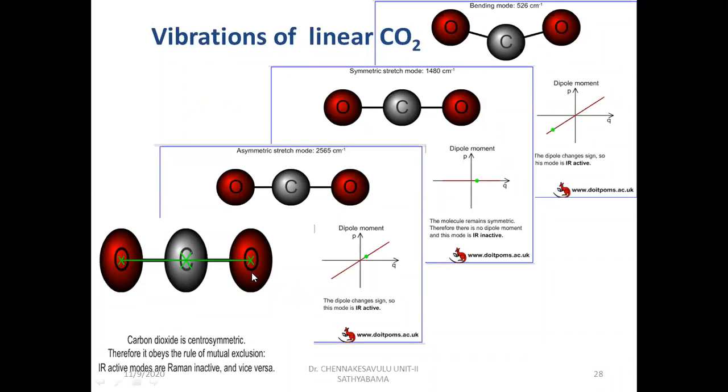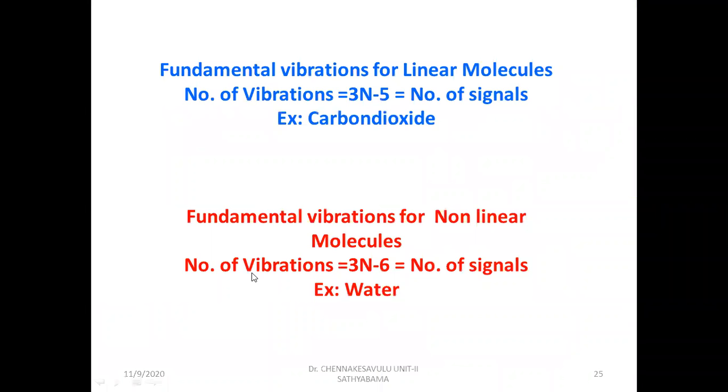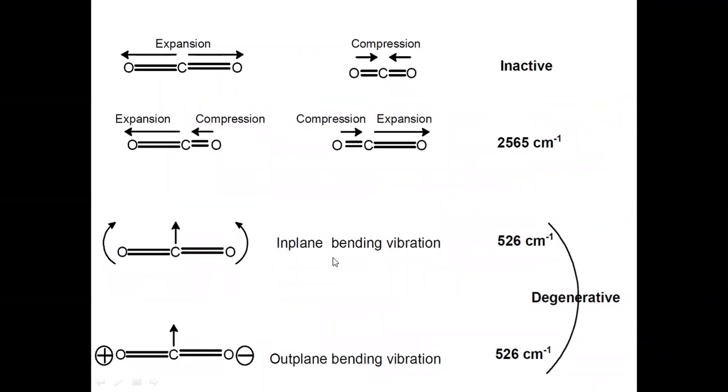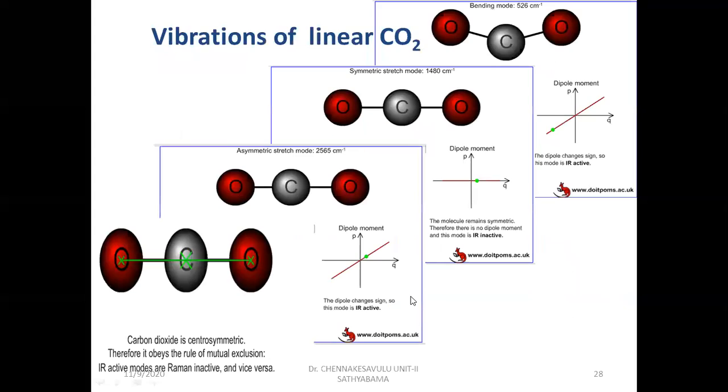3 peaks we have. Actually, how many peaks should we get? For carbon dioxide, we should get 3 into 3 minus 5, 4 peaks we should get. Only 3 peaks we are getting because the in-plane bending vibration and out-of-plane bending vibrations are equal. That's why 3 peaks will be.